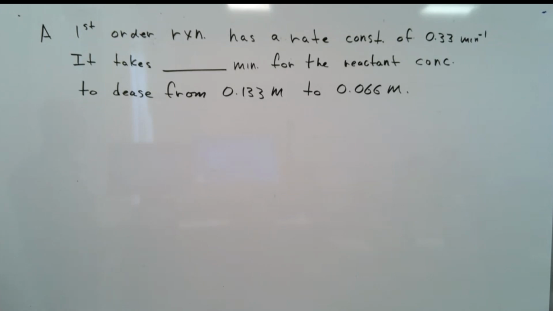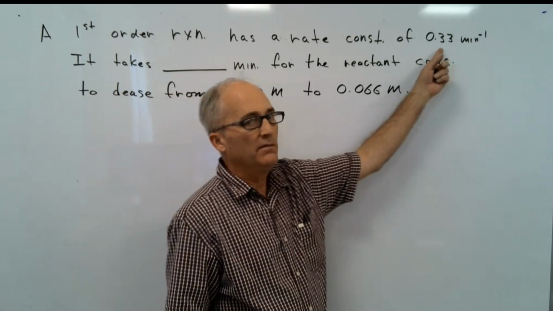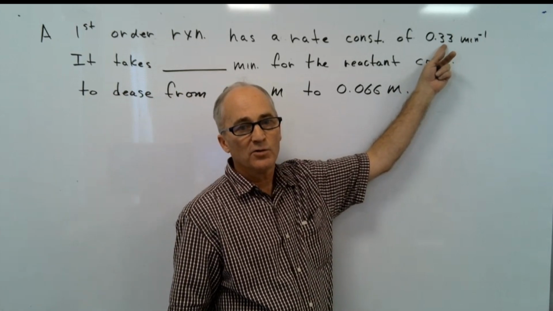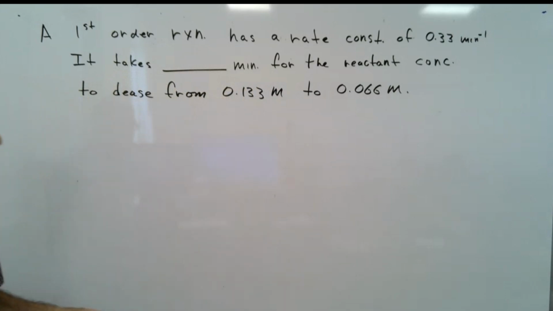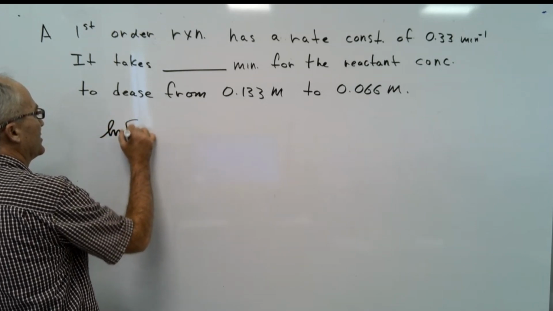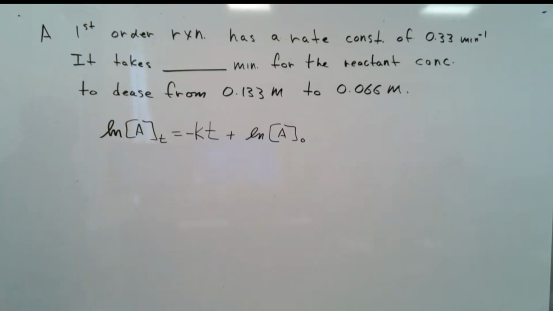A first order reaction has a rate constant of 0.33 reciprocal minutes. It takes blank amount of minutes for the reactant concentration to decrease from 0.133 molar to 0.066 molar. So once again, we see the units of first order rate constant. That tells us which equation to use. Of course, you were nicely told. So I'm going to write that equation out and do something very similar to what we just did. Rearrange this equation in terms of time and then plug everything in.